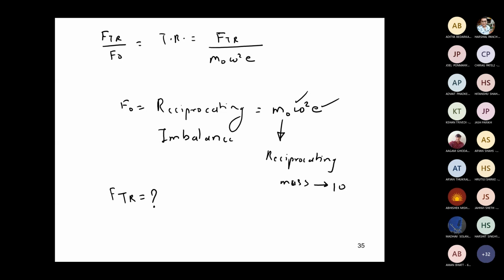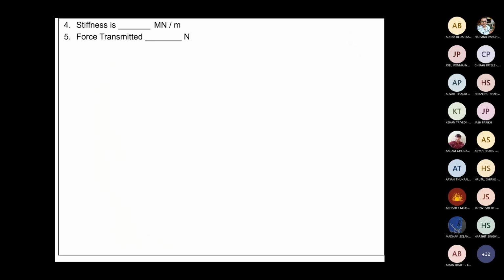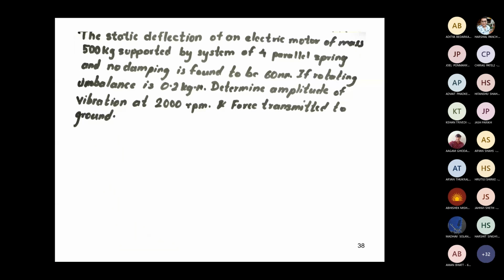So 6716 Newton. Correct. 6716. So that is just a round-off error. I got 6720, but a slight round-off error due to the test. All right. Last question for today's lecture, and that will complete this transmissibility of rigid foundation.